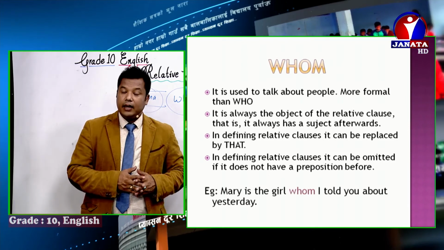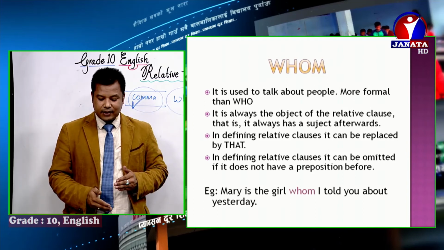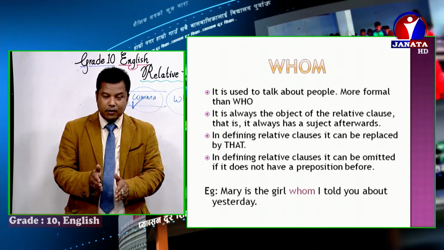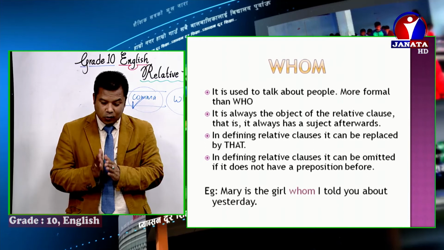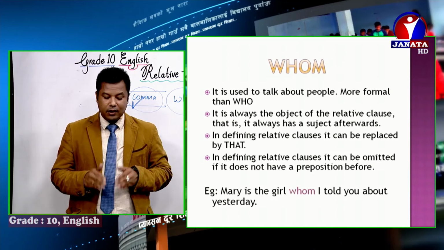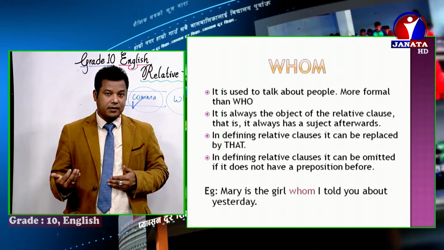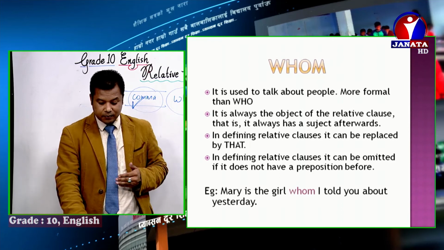See here, an example. Mary is the girl whom I told you about yesterday. Because you have, in this example, subject plus verb, I told. Now see if we can remove this whom, whether it makes sense or not. Mary is the girl I told you about yesterday. For me, it is making sense, right? I'm sure it is making sense to you too.